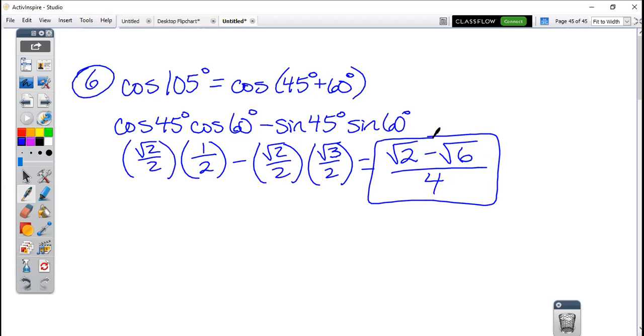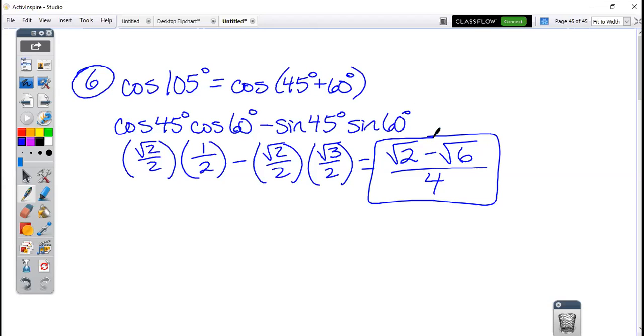Now, if you used one of the other ones, you might get the same thing, but then you might have negative square root of 6 plus square root of 2, okay? Which would be the same thing. Yeah, I was saying, the square root of 2 and the negative square root of 6 might be in different order if you pick different numbers. But it's the same answer, okay?